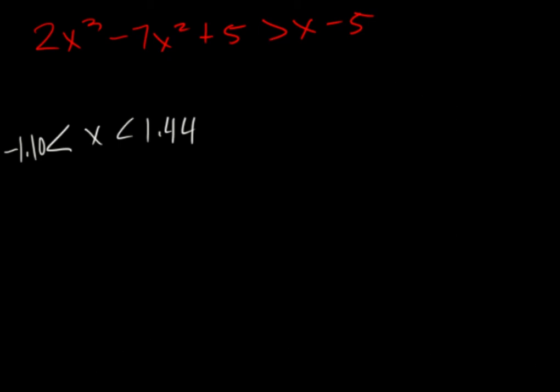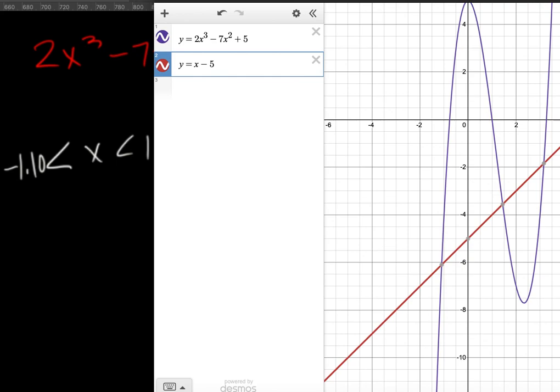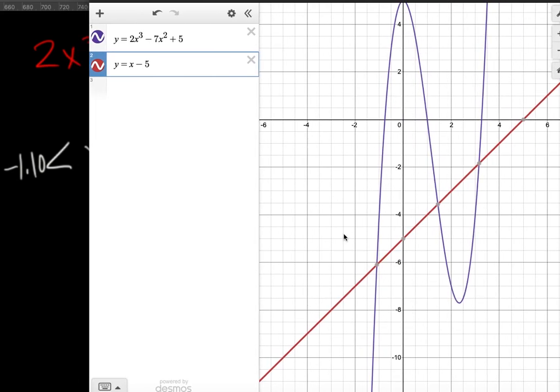negative 1.10 is less than x is less than 1.44. These don't have lines under them because the original one didn't. And we go back to Desmos. You see we're in between those two x values. That's where I got those numbers. And then whenever we're to the right of this, so we're going to say x is greater than 3.16.